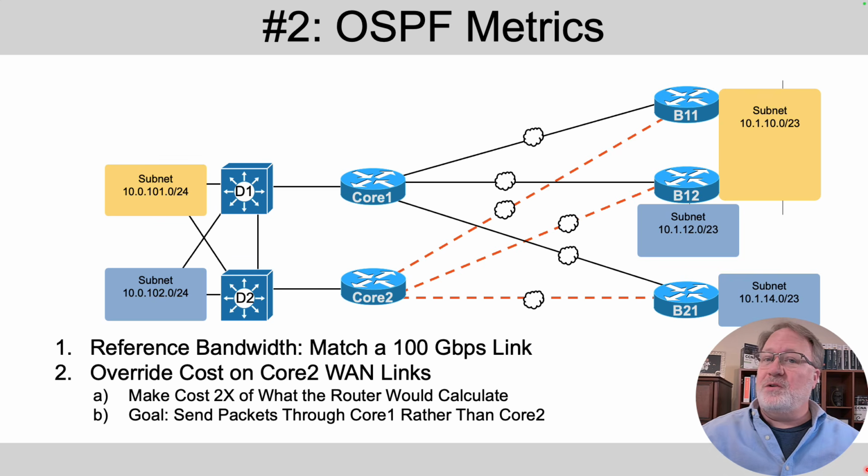Task 2 requires a little planning, then a little bit of configuration. First off, it told us to make the reference bandwidth match a 100 gig link, so we have to do a little bit of planning for that. And then once that's changed, to change the cost on these 3 links, these WAN links that emanate from core 2, to be twice of what they would otherwise be.